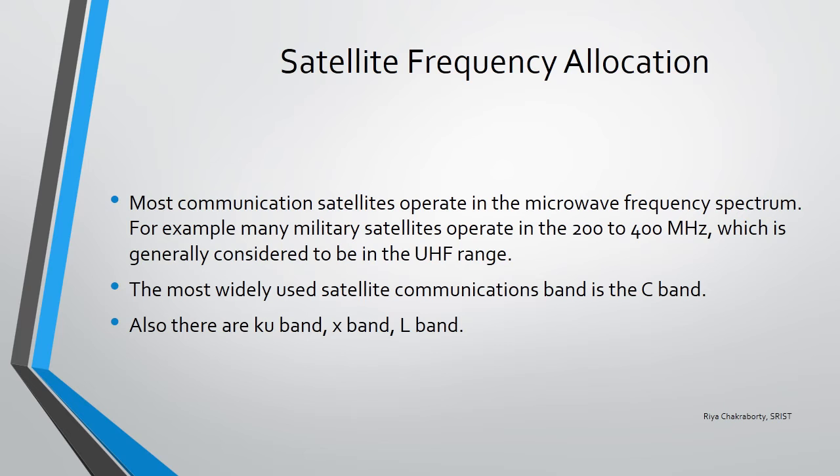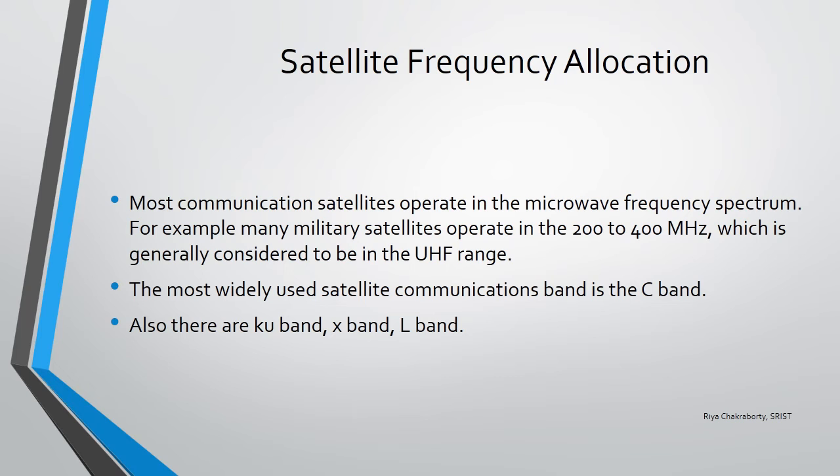Now, satellite frequency allocation. Most communication satellites operate in the microwave frequency spectrum. For example, many military satellites operate in 200 to 400 megahertz, which is generally considered to be in the UHF range. The microwave spectrum is divided up into frequency bands which have been allocated to satellites as well as other communication services such as radar.